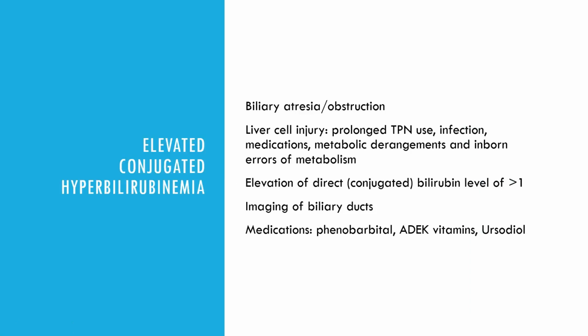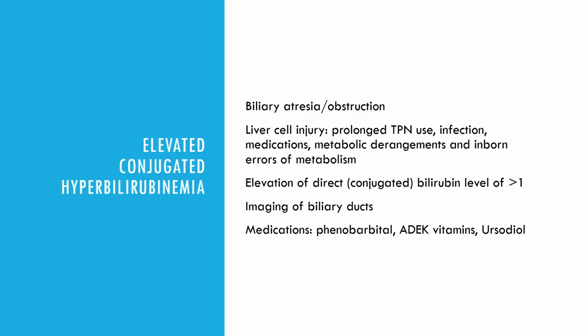And then I wanted to briefly talk about elevated conjugated hyperbilirubinemia and the conditions where you'll see this happening. It's never physiologic or normal to have an elevated conjugated hyperbilirubinemia. Your direct or conjugated bilirubin should never be above 1. People get nervous if it's close to 1.